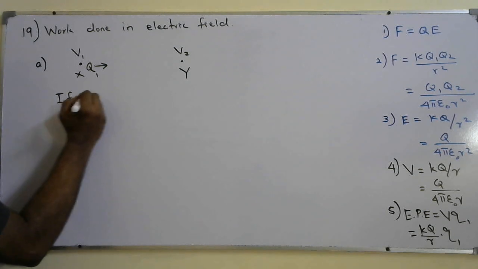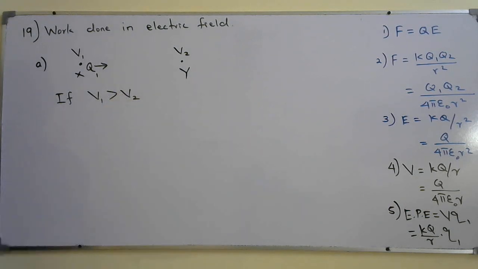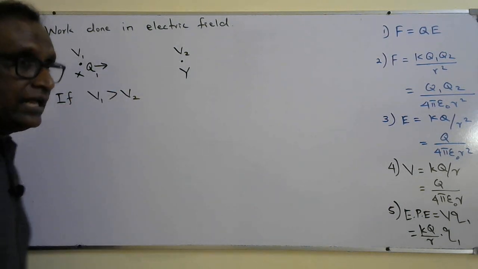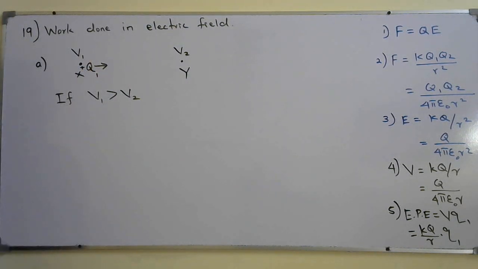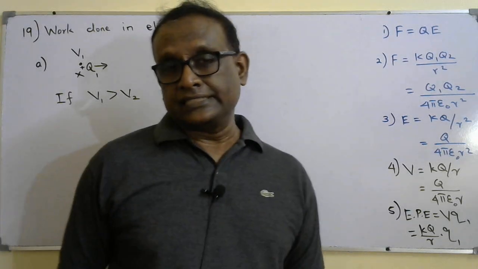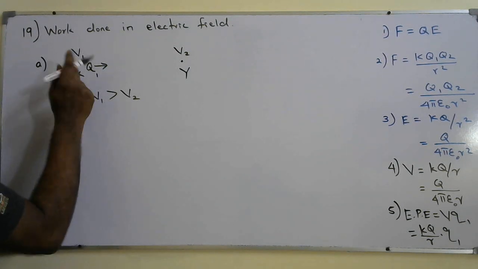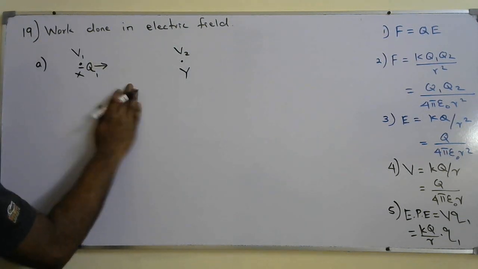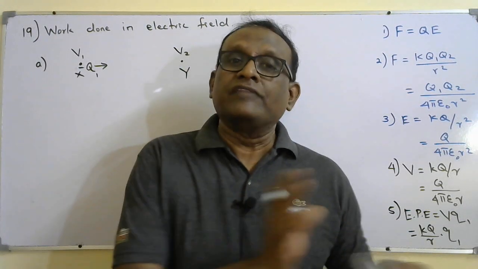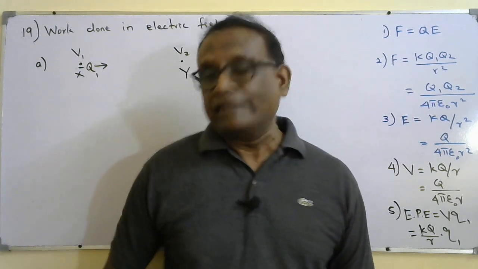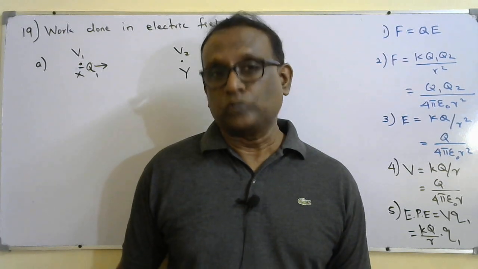So there, if I say V1 greater than V2, that is higher potential, lower potential, what will happen? The positive charged particle Q1 will gain kinetic energy and lose electrical potential energy. Same way, if it is a negatively charged particle, when it moves from a point with lower potential to a point with higher potential, the negatively charged particle will gain kinetic energy and lose electrical potential energy.